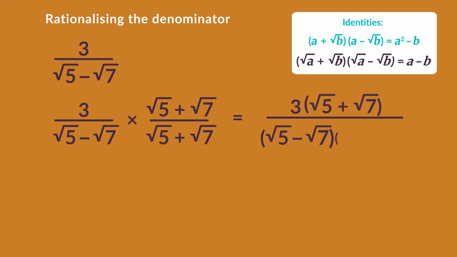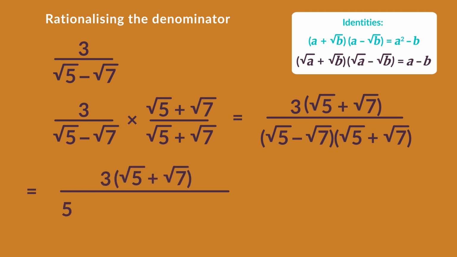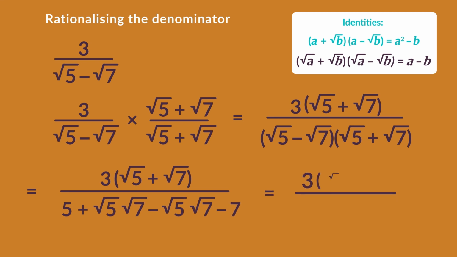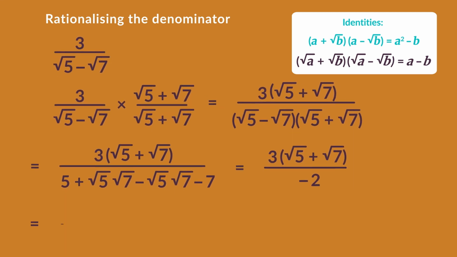Then the denominator is the product of the two brackets. 5 plus root 5 root 7 minus root 5 root 7 minus 7. The denominator simplifies to 5 minus 7, which is negative 2. The final answer is negative 3 over 2 times root 5 plus root 7. There you go. Now you know how to write a fraction so that the denominator is in rational form.